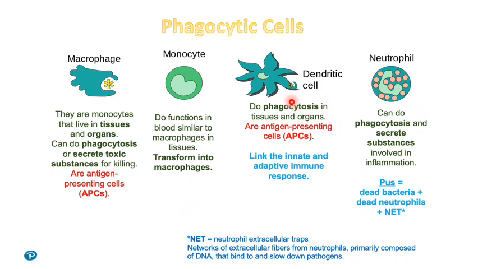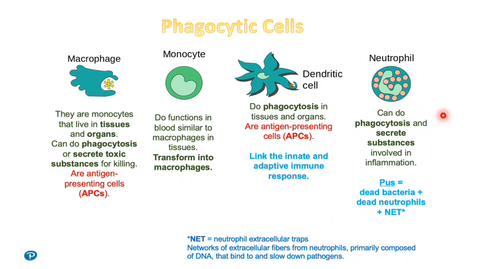Then you have the dendritic cells. They look like starfish, right? They look like cells that have bursts of plasma membrane. So they do phagocytosis in the tissues and the organs, and they are also antigen presenting cells. Take note, guys. Remember these words, the antigen presenting cells, because these are the heroes in our body. Really, heroes that are doing sacrificial work for us. The dendritic cells link the innate and the adaptive immune response.